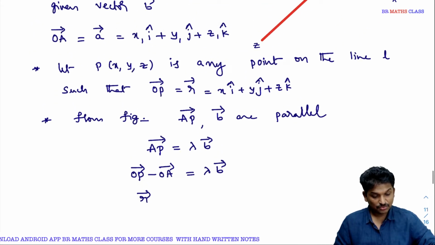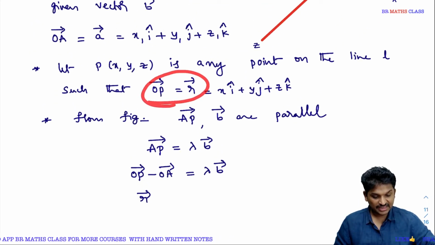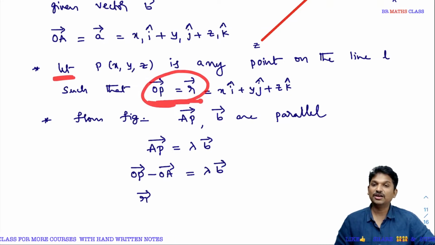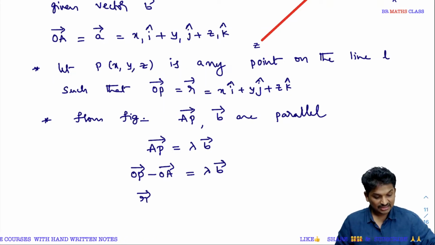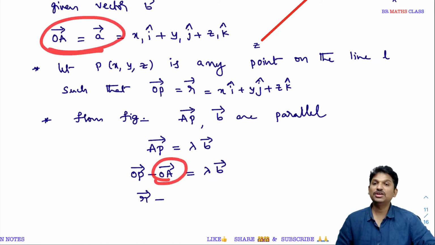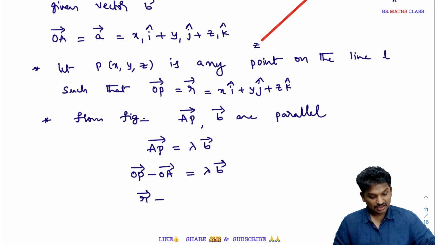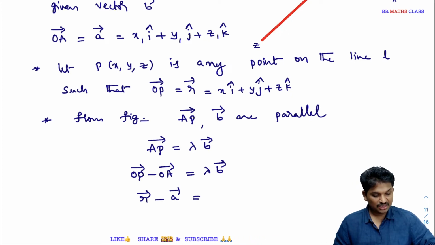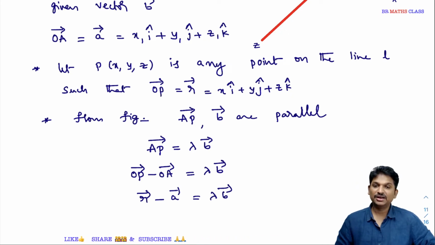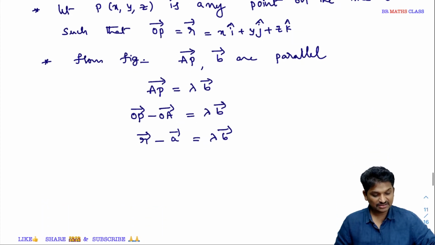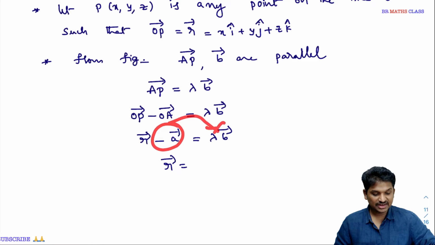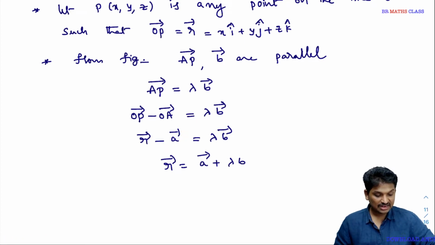Let OP bar be R bar. Then R bar minus OA bar. What is OA bar? It is the position vector of point A, so OA bar is A bar. So R bar minus A bar equals lambda B bar. From this, what is R bar? Taking minus A bar to the right hand side, R bar equals A bar plus lambda B bar.